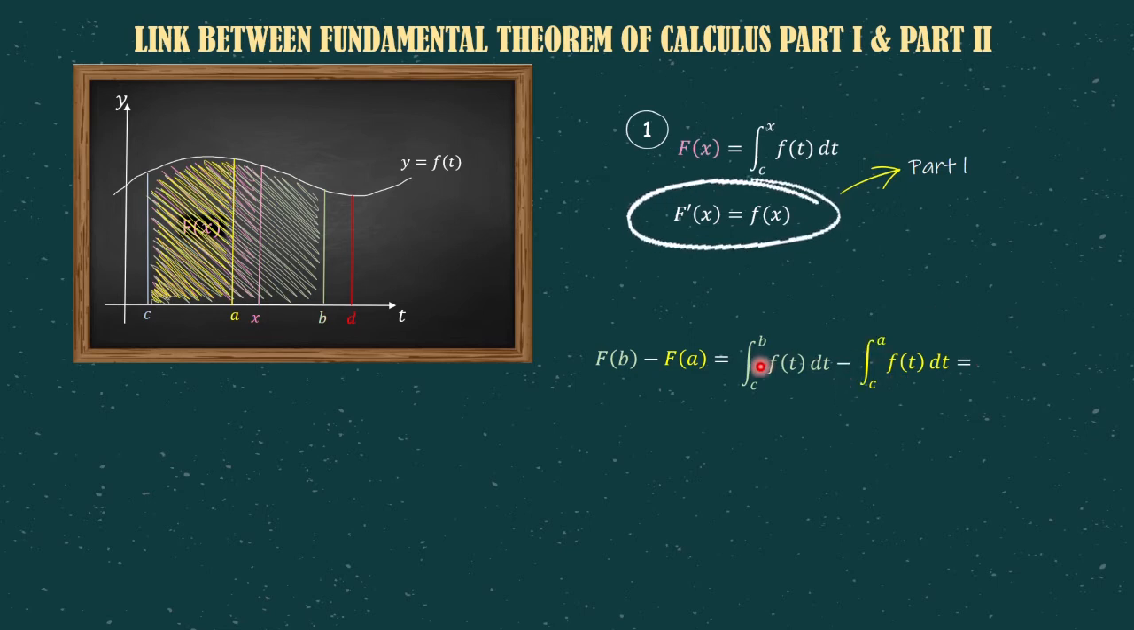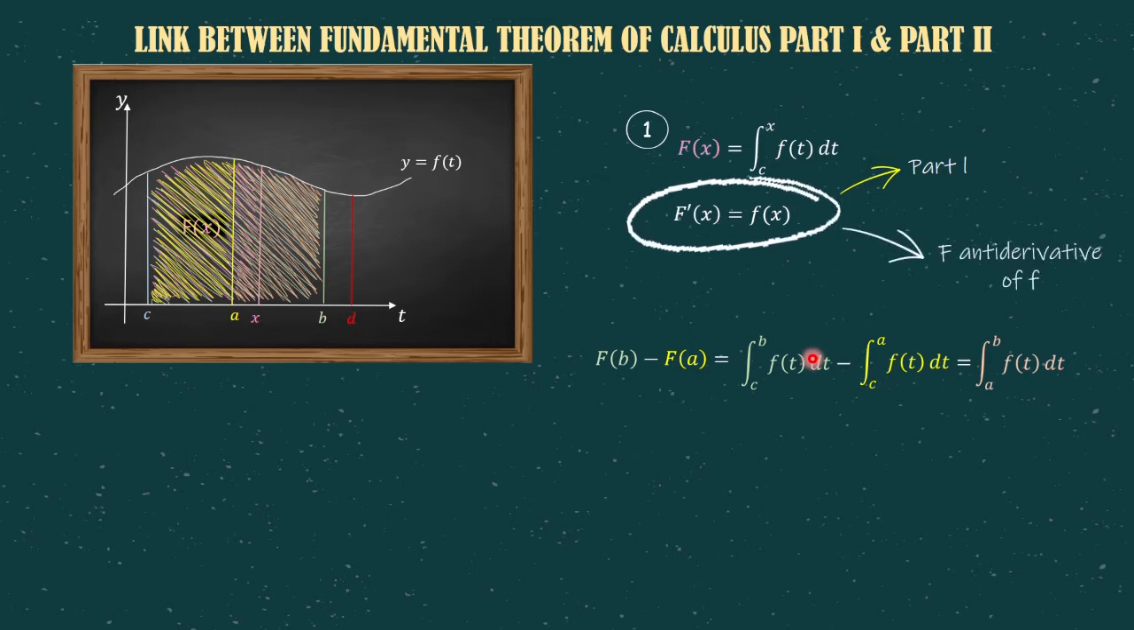If we subtract these two, we just get this region, the pink region. So the pink region we can denote as the definite integral from point a to b of the function f(t). So as we can see here, F(b) minus F(a) is equal to the definite integral from point a to b of the function f(t).